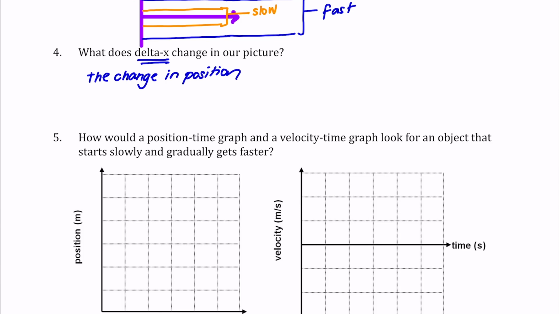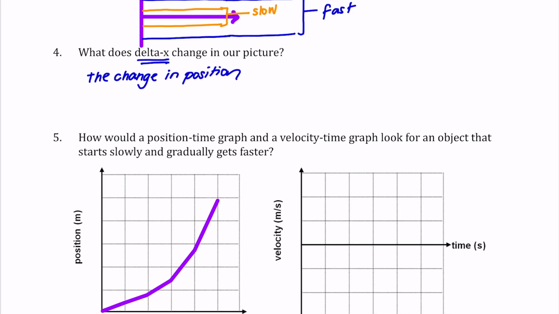All right, number 5, how would a position time graph and a velocity time graph look for an object that starts slowly and gradually gets faster? So let's go ahead and draw some slopes that are different. And so a slow car has a flatter slope. So I'll try to draw one that's flat, and I'll just try to change it up for each of the times. Right, and so you can see that my slope is getting larger each time.